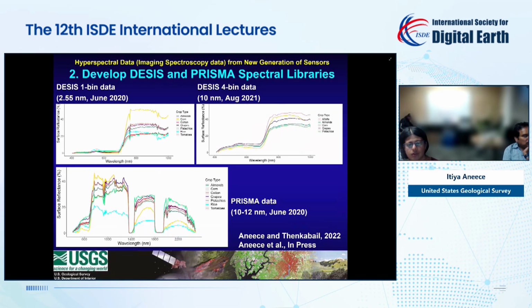Then we wanted to develop spectral libraries for DESIS and PRISMA. And here's an example of DESIS 1-bin data at the top left here, and then DESIS 4-bin data at the top right. You can see that the 10 nanometer bandwidths lead to a much smoother spectral profile, but we might have also lost some data in that smoothing. So it's something to keep in mind. And then the PRISMA examples are at the bottom that you've seen earlier.